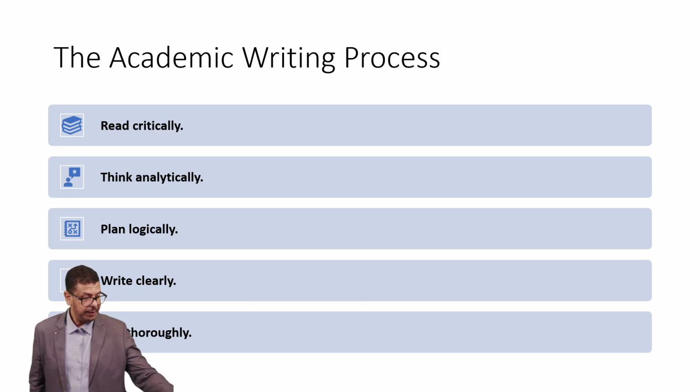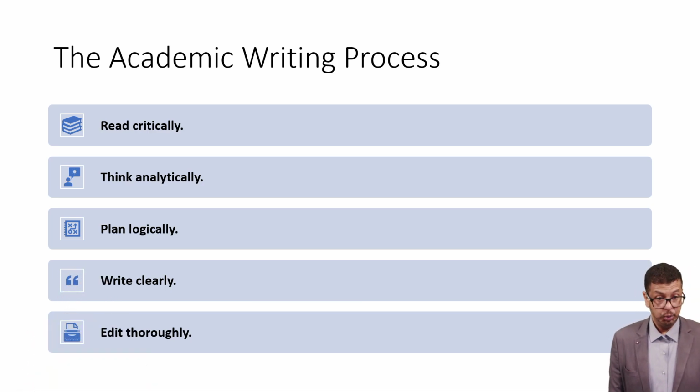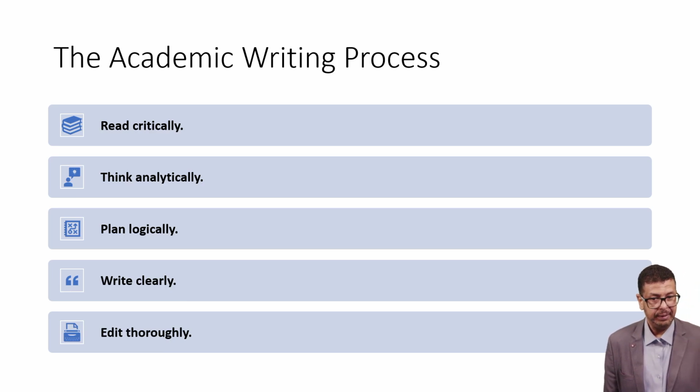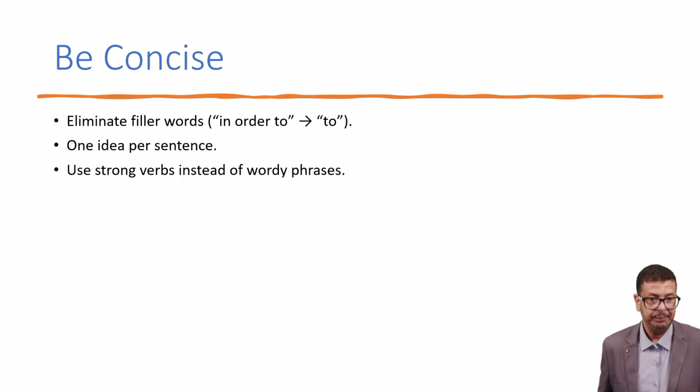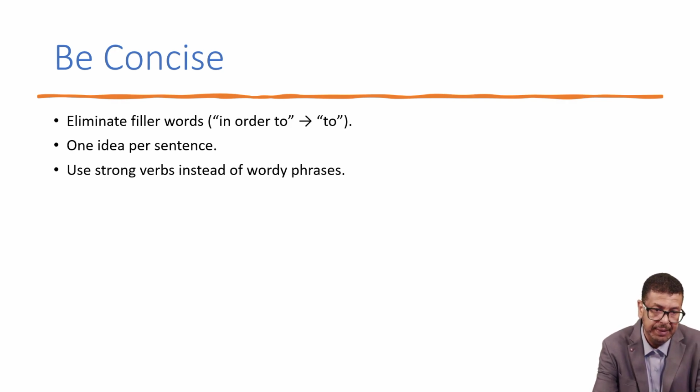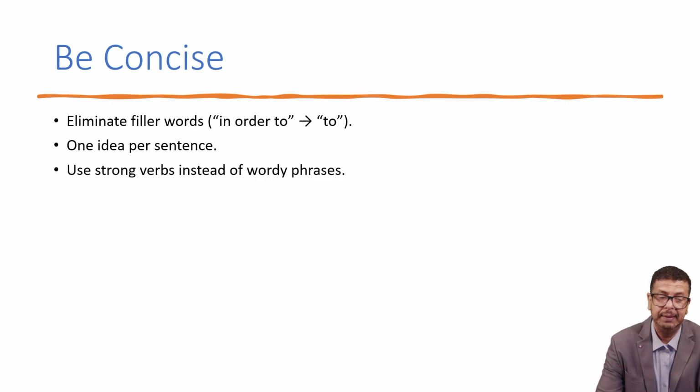So for academic writing, it's very important to read critically, think analytically, plan logically, then write clearly. And don't expect to write clearly the first time. We have to do the editing thoroughly during the writing process. And we have to be very concise. For example, instead of saying in order to, I should directly say to. We have to bear in mind that there should be one idea per sentence, and that we should use strong verbs instead of wordy phrases.